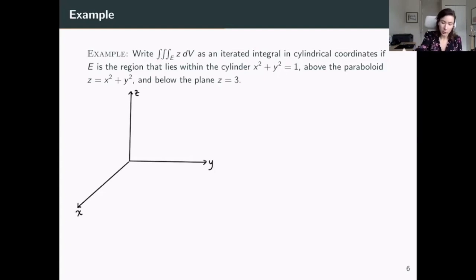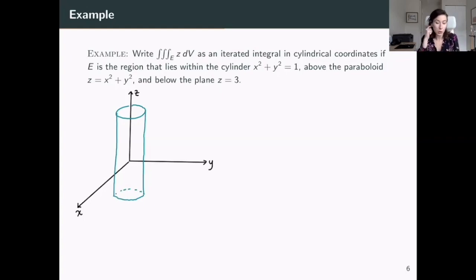So from here, we have our cylinder. We know that our cylinder has a radius of 1. It's going to look something like this. And we're going to pull it down however far we need to in order to visualize.